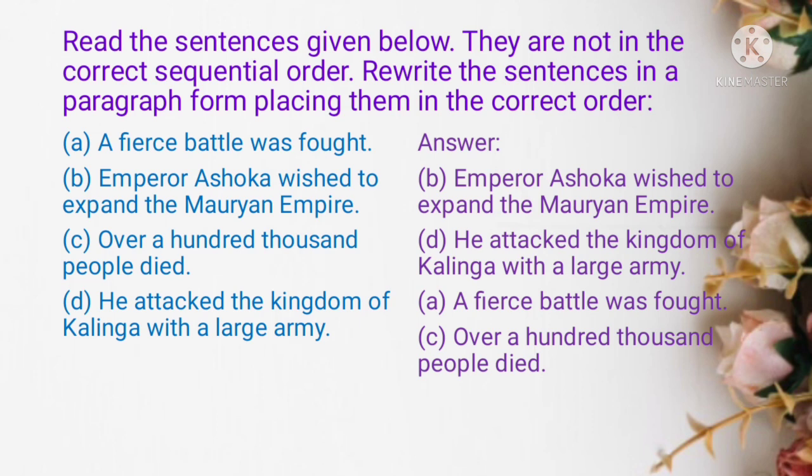See, Emperor Ashoka wished to expand the Mauryan Empire. So that first is an idea. He wished to expand, to make the Mauryan kingdom very big, large. So he attacked the kingdom of Kalinga. So when he attacked, the other party also will attack. So there it is called a battle. A fierce battle was fought. Then when a battle occurs, what will happen? People die. So over 100,000 people died.